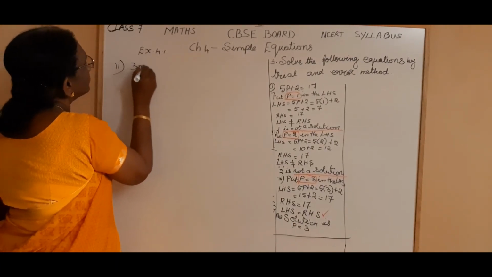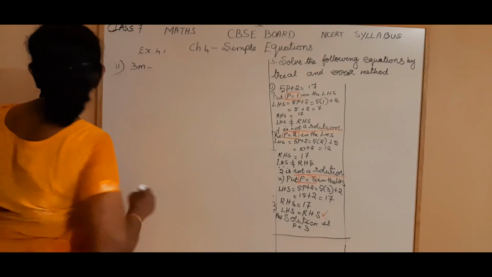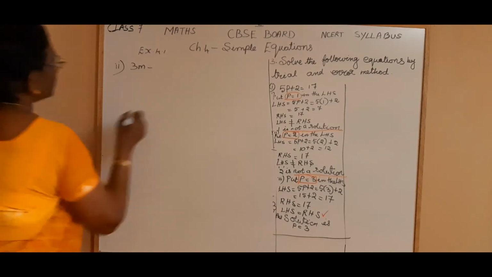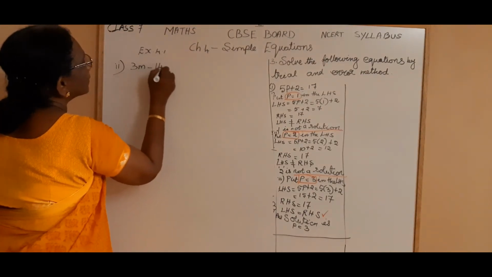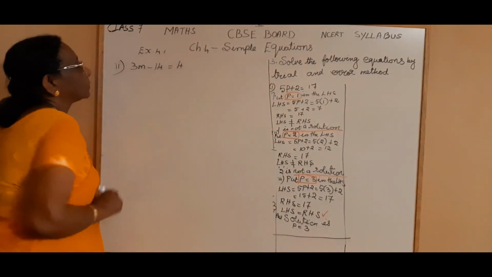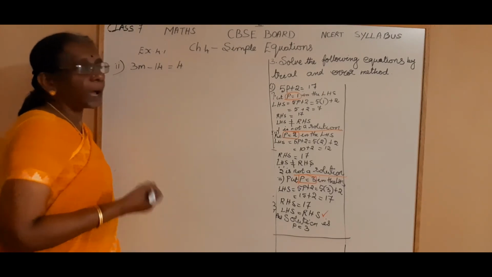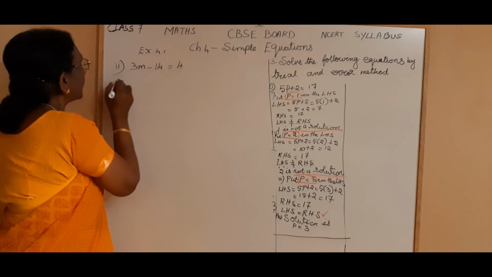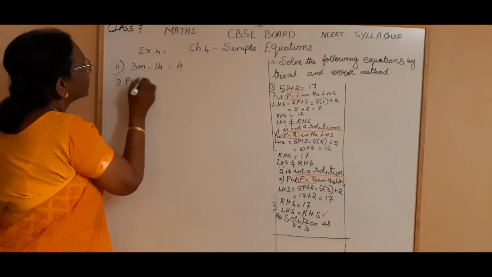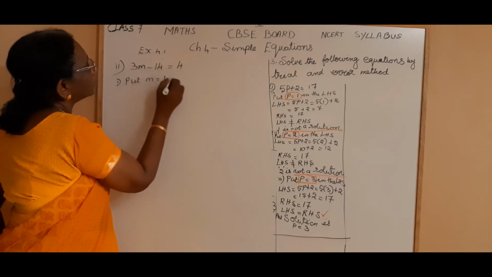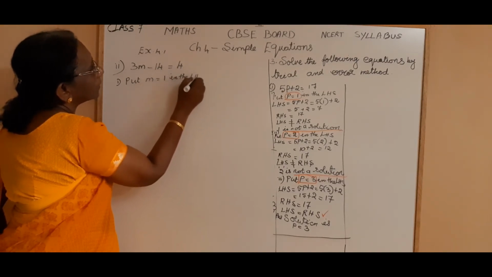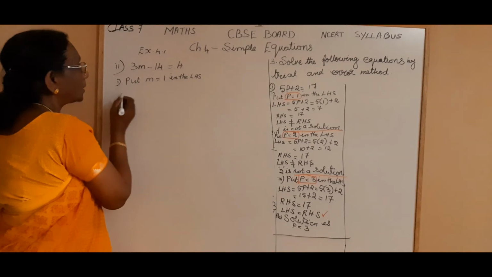3m minus 14 is equal to 4. Again, let us do it by the trial and error method. So, what is the first step? Put m is equal to 1 in the LHS. So, what do you get?